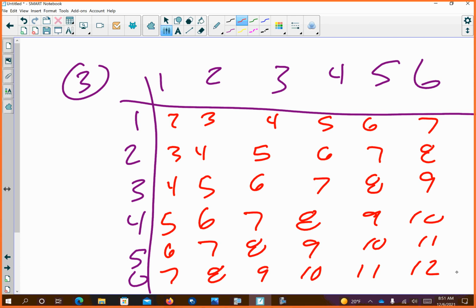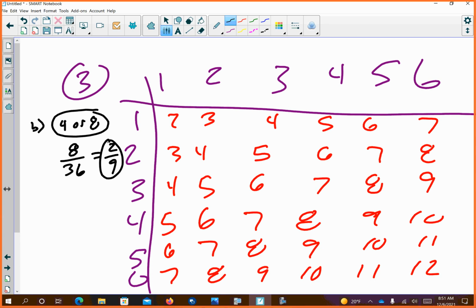So probability of rolling the sum of a 4 or an 8. Okay? So 4, I have 1, 2, 3. And 8, I have 1, 2, 3, 4, 5. So I have 5 and 3 is 8. So I have 8 out of 36 outcomes. I can reduce that fraction. 4 goes into both twice. So 2 ninths. 2 in 9 probability of that taking place. Letter C.